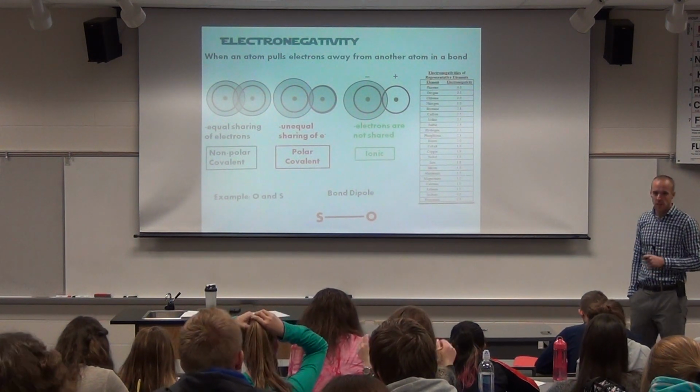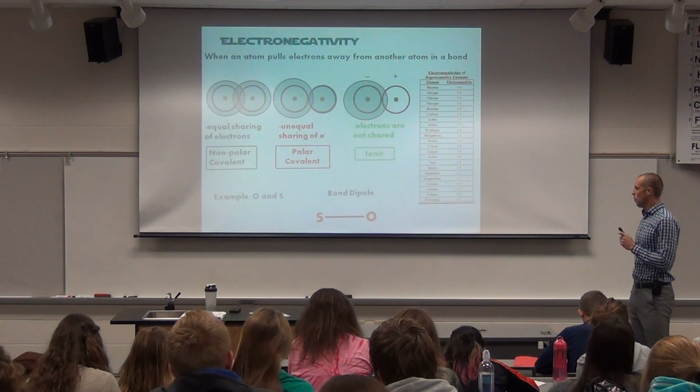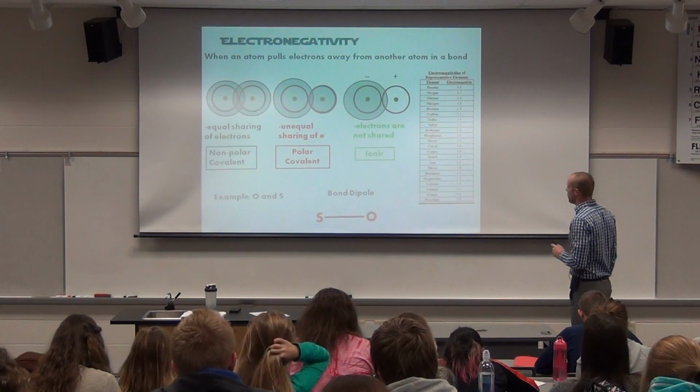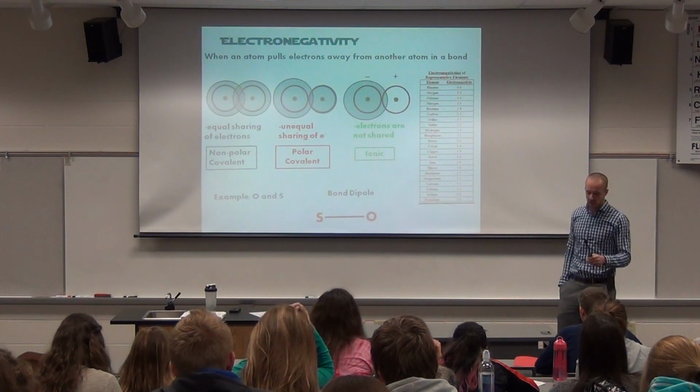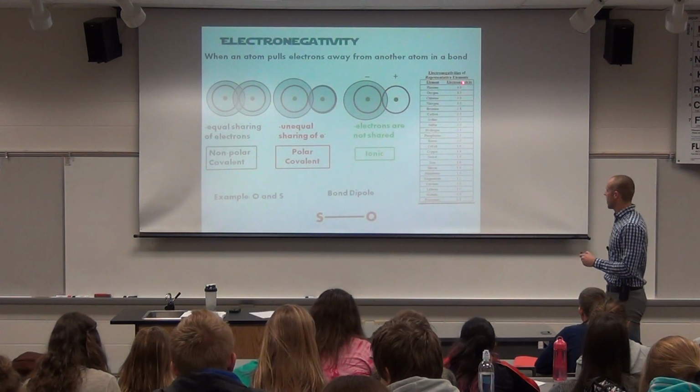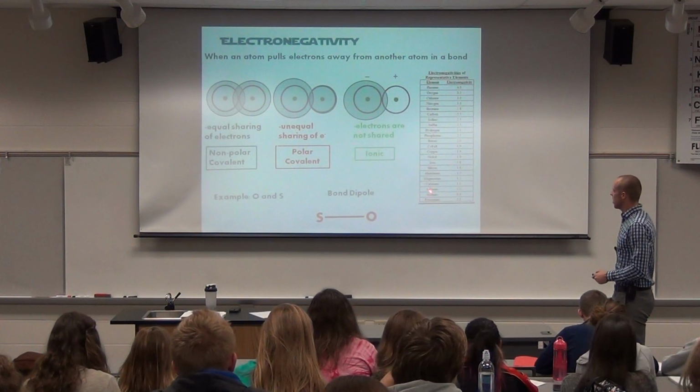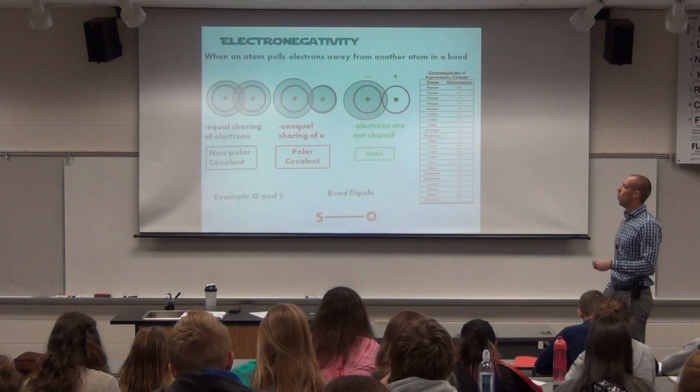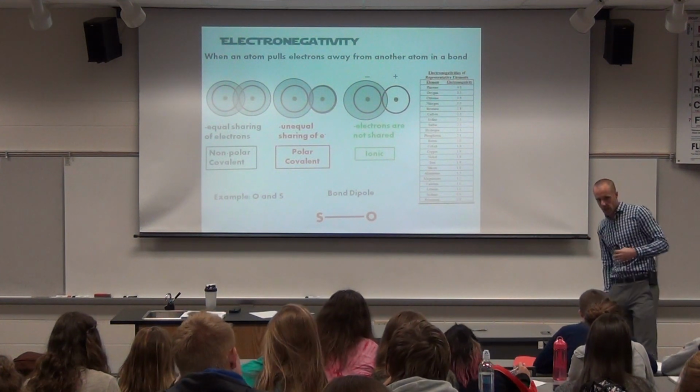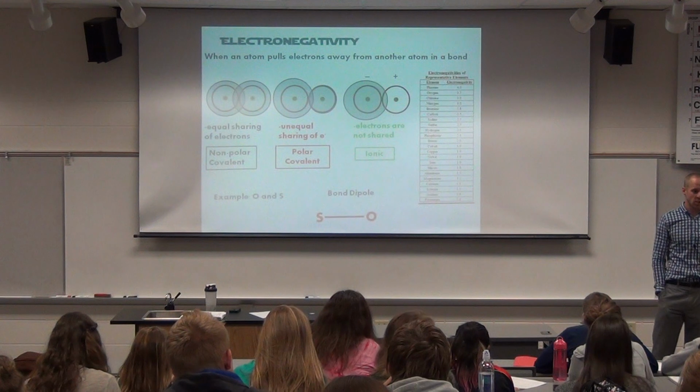Now, we have a way to determine what type of bond it is based on values. So what we can do is we're going to use this electronegativity chart. So this basically tells us how much an atom is going to pull electrons away from other atoms.